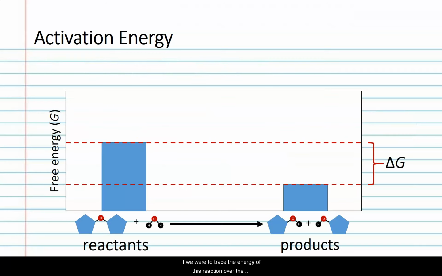If we were to trace the energy of this reaction over the progress of the reaction as we move from reactants to products, the reactants have more energy than the products, right? Meaning our delta G is negative, right? Because delta G is the difference between the energy of the products and the energy of the reactants. This does not tell us the speed of the reaction, however. It just tells us that the reaction is energetically favorable.